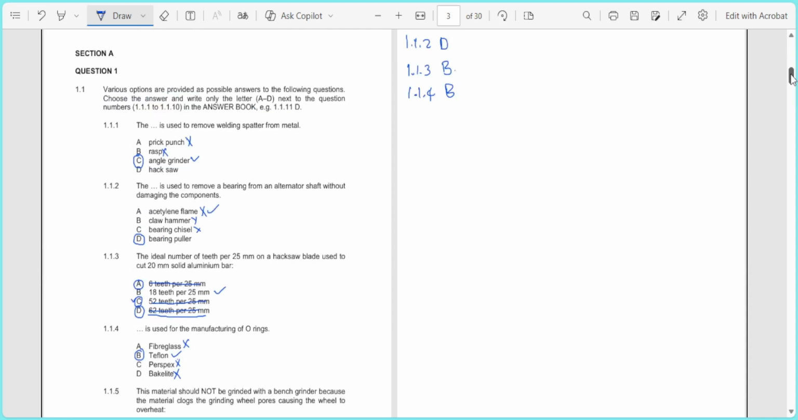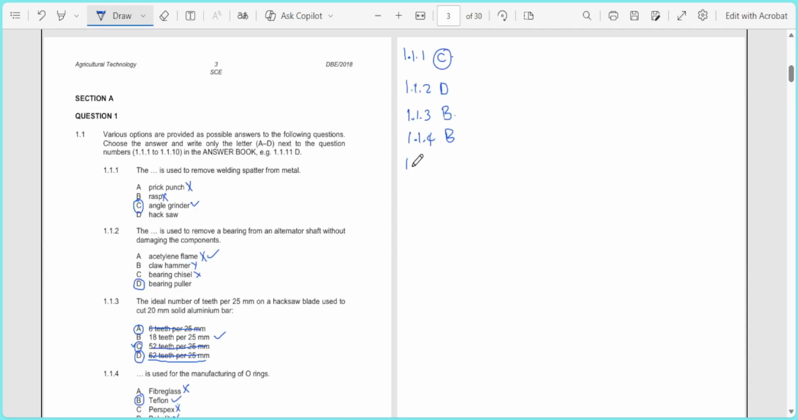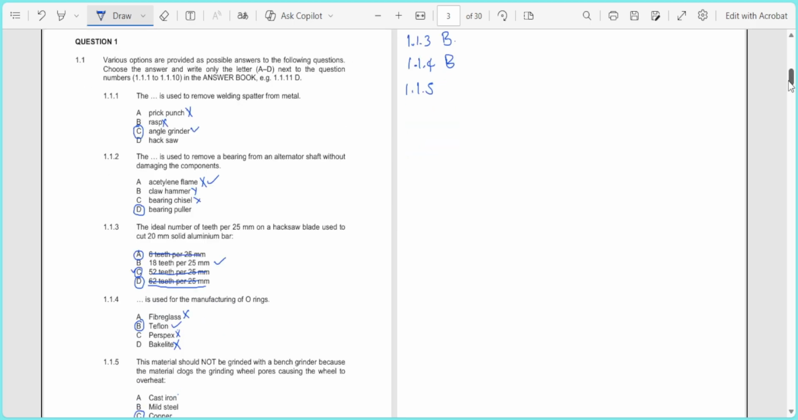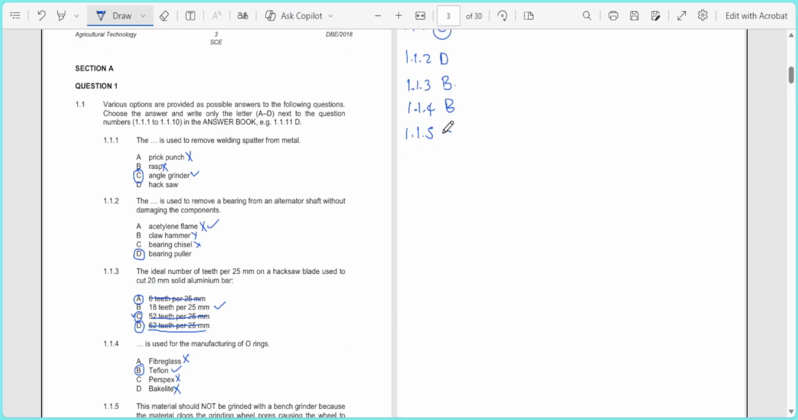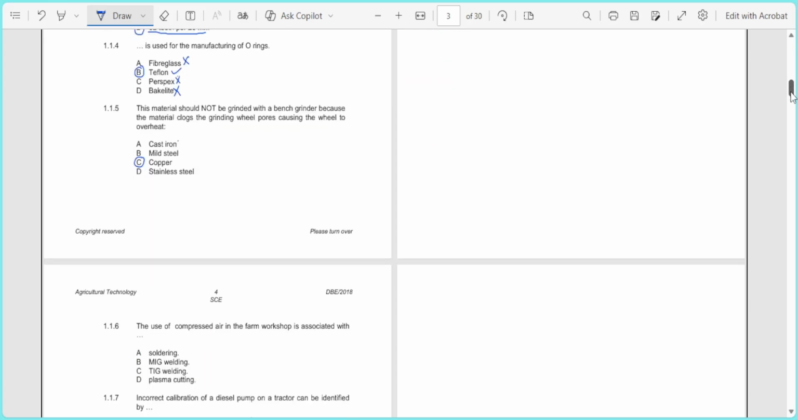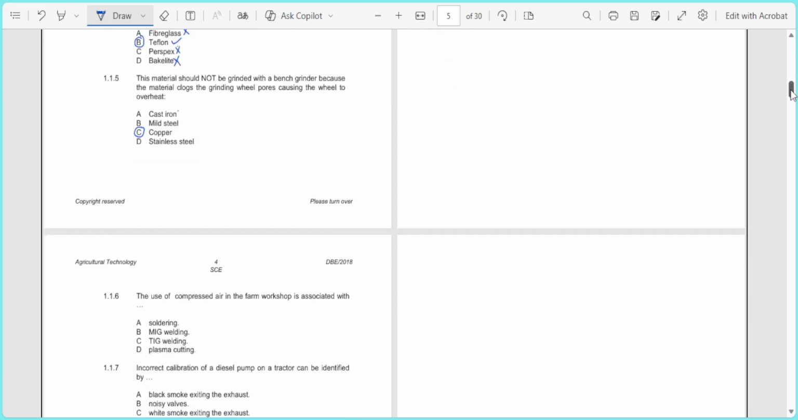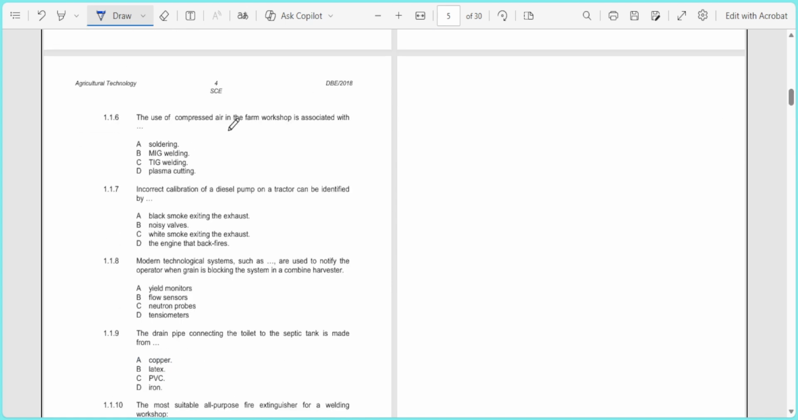All right, so 1.1.5, the correct answer should be C. But you know what? For the multiple choice, I don't think I need to write anything. I can just circle the answers. Okay, so 1.1.6, the use of compressed air in the farm workshop is associated with: A, soldering, B, MIG welding, C, TIG welding, and then D, plasma cutting. The use of compressed air in the farm workshop.